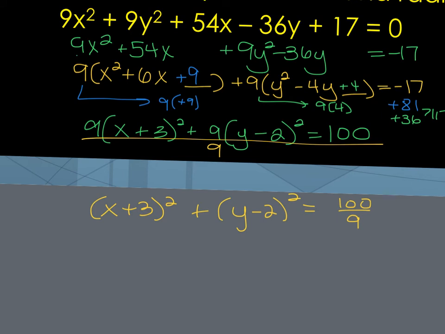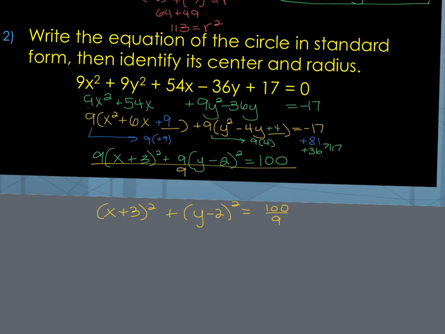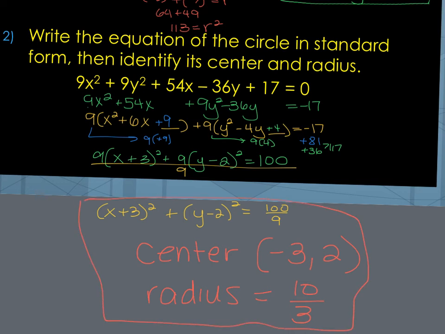So if you had divided by 9 in the beginning and got negative 17 over 9 on the right-hand side, then when you added, you would have had 81 over 9 and 36 over 9, and it would have ended up with 100 over 9 either way. So from here it says, identify the center and the radius. What's the center? Negative 3, positive 2, and the radius? Good. 10 over 3, square root both the top and the bottom. So this time it wanted the equation and the center and the radius.